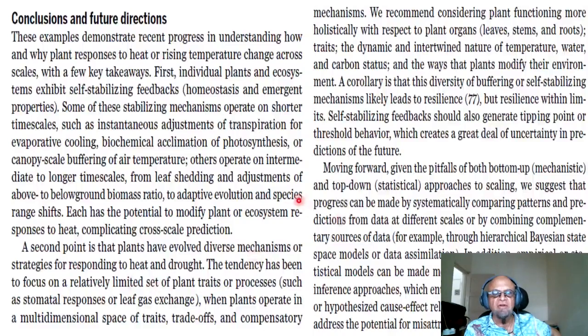Second point, plants have evolved diverse mechanisms or strategies. We are reading this. The tendency has been to focus on a relatively limited set of plants or processes, such as stomatal responses or leaf gas exchange. When plants operate in a multidimensional space of traits, trade-offs and compensatory mechanisms, this is kind of a limitation. Moving forward, given the pitfalls of the bottom-up mechanistic and top-down statistical approaches to scaling, we suggested that progress may be made by systematically comparing patterns and predictions from data at different scales.